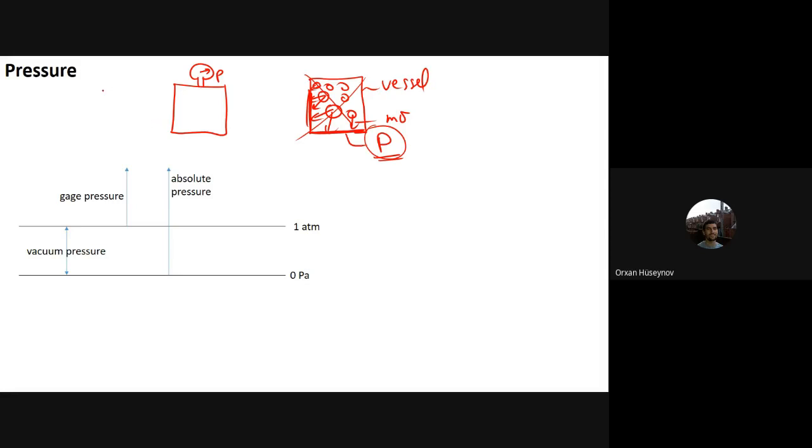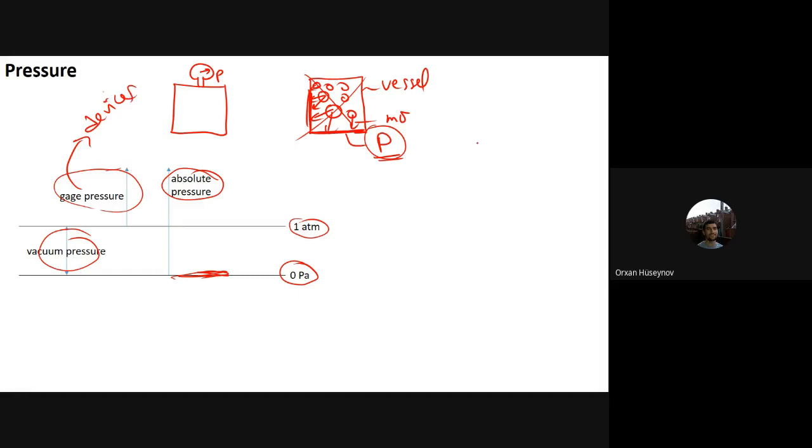And we divide the pressure into 3 different parts. One is the absolute pressure. It is measured from 0 Pascal, reference is 0. One is the vacuum pressure, which is between 1 atmospheric pressure and 0 Pascal. And one is the gauge pressure, which is what devices use. Devices use gauge pressure.